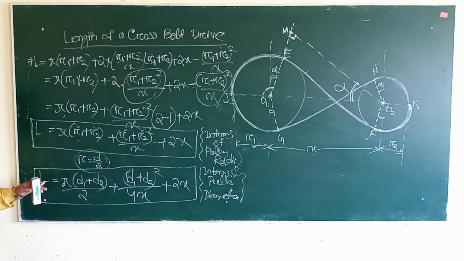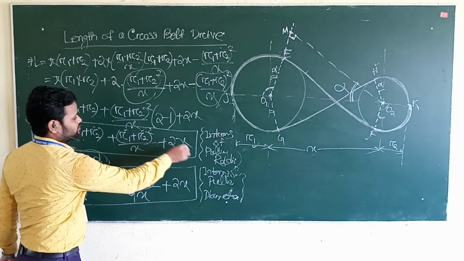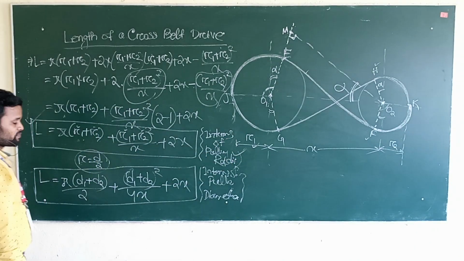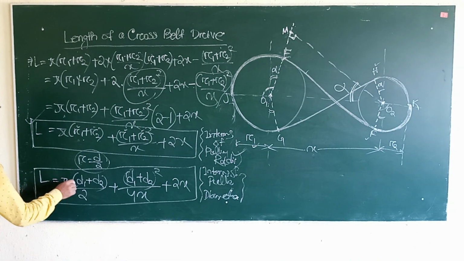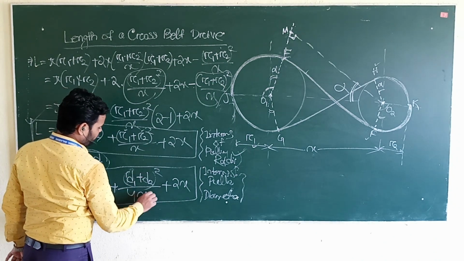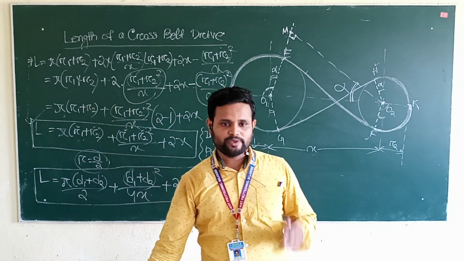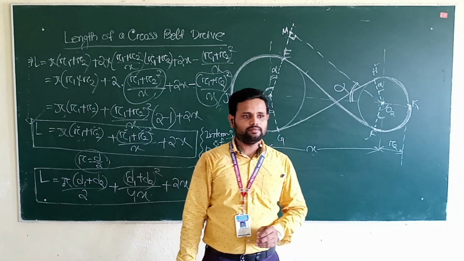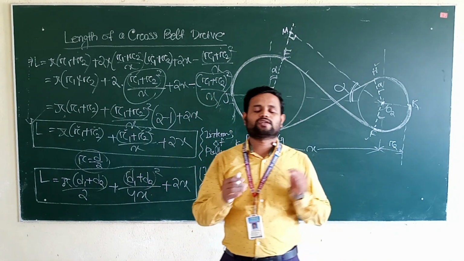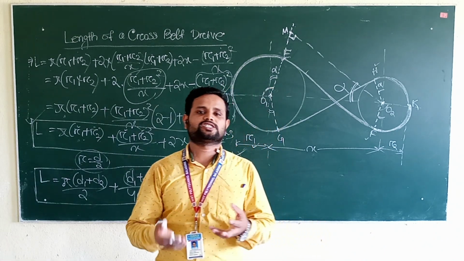So we have calculated the length of a cross belt drive: L equals pi r1 plus r2 plus r1 plus r2 square by x plus 2x. This is in terms of pulley radii, and again L equals pi d1 plus d2 by 2 plus d1 plus d2 square by 4x plus 2x. This is in terms of pulley diameter. So in the previous class we calculated the length of an open belt drive. In today's class we have calculated the length of a cross belt drive. This will be clear. In the next class we will go further in this belt drive chapter.